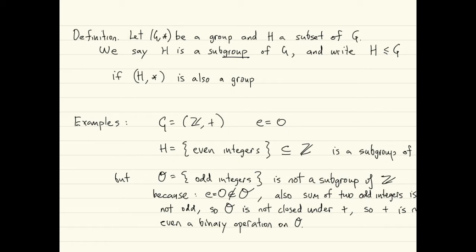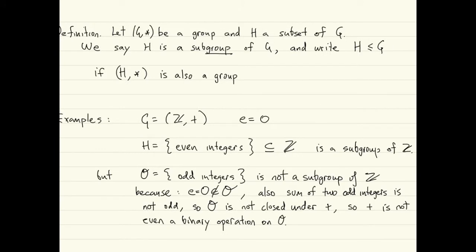In other words, or in particular, H has to include an identity element, so H can't be empty. But okay, anyway, let's look at some examples. So if we start off with the group G being the integers with addition, the identity element is 0. And let's consider the subset of the even integers. So that's a subset of all the integers. And the statement is that it is a subgroup of Z, the integers, with addition.